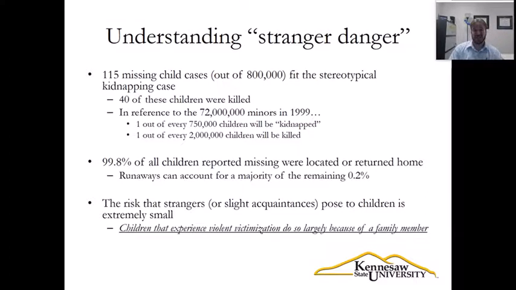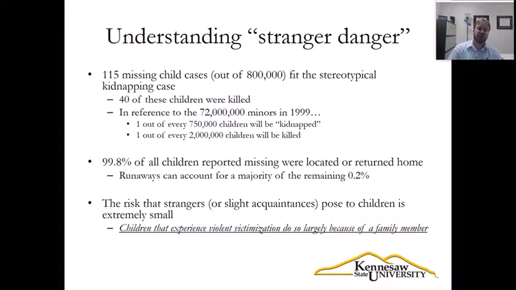In reference to 72,000 minors in 1999, 1 out of every 750,000 children will be kidnapped. 1 out of every 2 million children will be killed. So this is a very, very low percentage. 99.8% of all children reported missing were located or returned home. So that's a great statistic right there. That's the type of thing we like to see. Runaways can account for the majority of this 0.2%. The children that ran away from home.